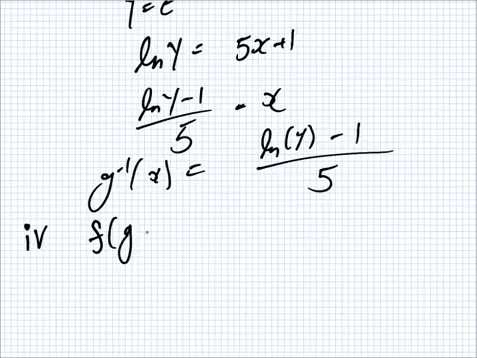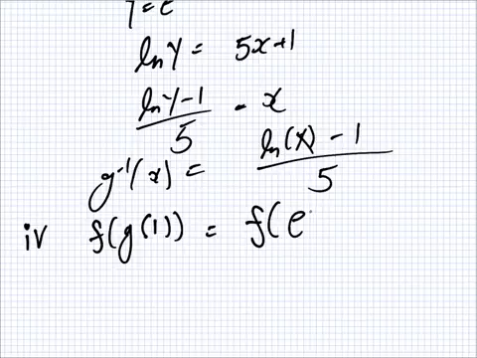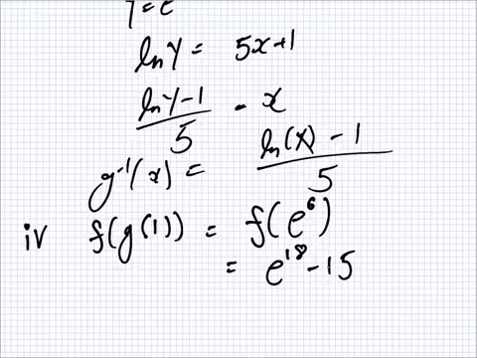f of g of 1. So what's g? g was the e function. Oh yeah, sorry. Thank you. f of g. g is e power 5x plus 1. x is 1, so it'll be e power 6. And what's f? x cubed minus 15. So this would be e to the 18 minus 15. Is that the answer? It should give you the exact answer in exact form. And what's his answer? In exact form.